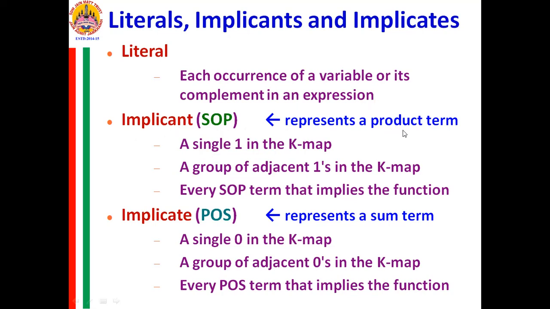A product term in a SOP equation is called an implicand, and a sum term in a POS equation is called an implicate. The product term evaluates to 1 for the function in the K-map or a truth table. If you group together the adjacent ones in the K-map and write a reduced form of product term, that is also called an implicand.